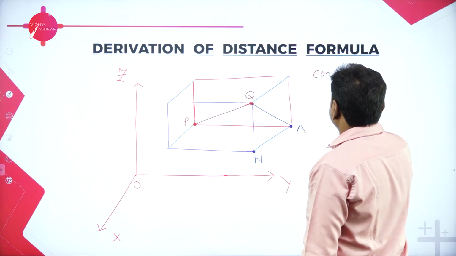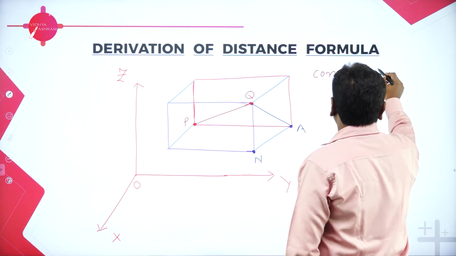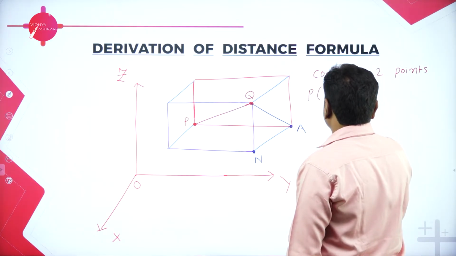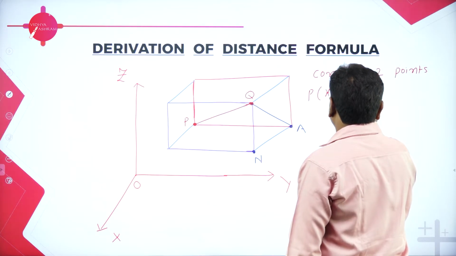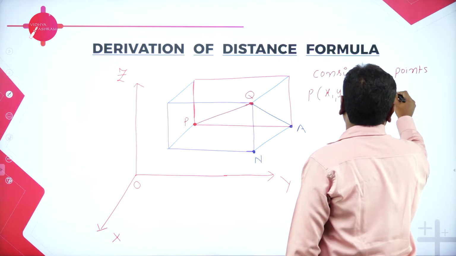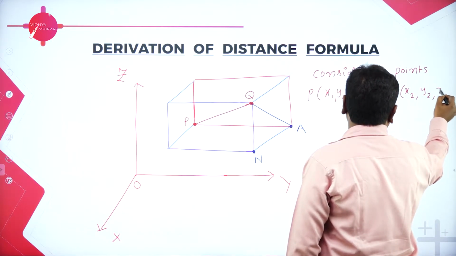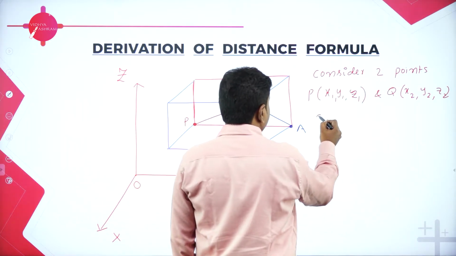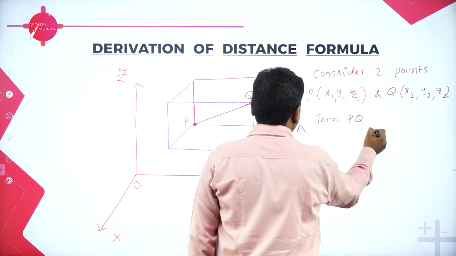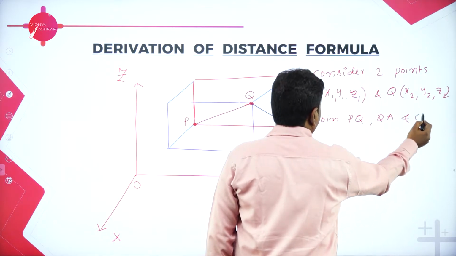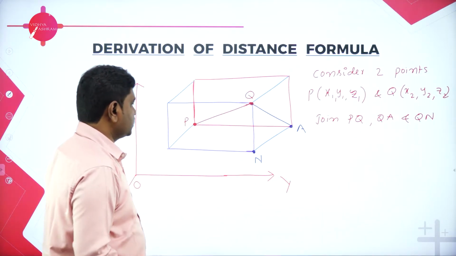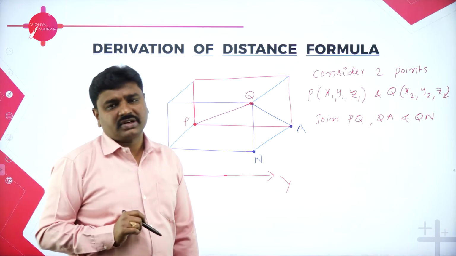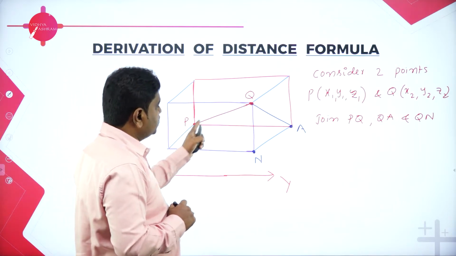So we say consider 2 points. What are the points? One is P, and the P is with the coordinates x1, y1 and z1, and Q is another point with x2, y2, z2. So we have taken 2 points, one is P, the other one is Q. So now we'll join PQ, comma QA and QN. Now you can see two different triangles. One triangle is AQN, the other one is PAQ. For both the triangles, just we'll apply Pythagoras theorem. Here this is x1, y1, z1, this is x2, y2, z2.